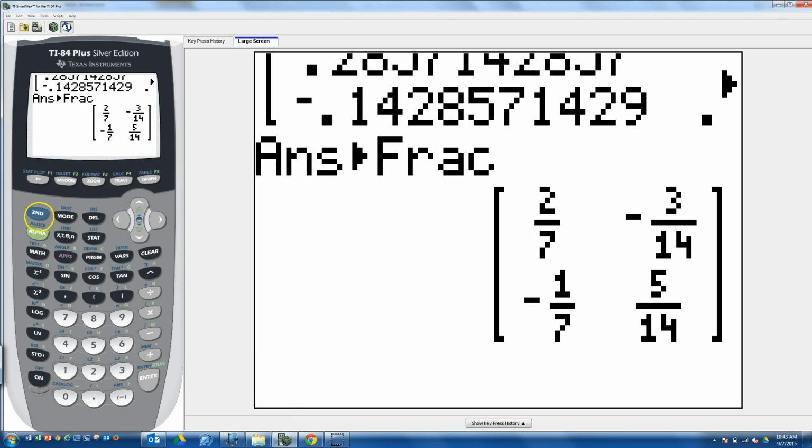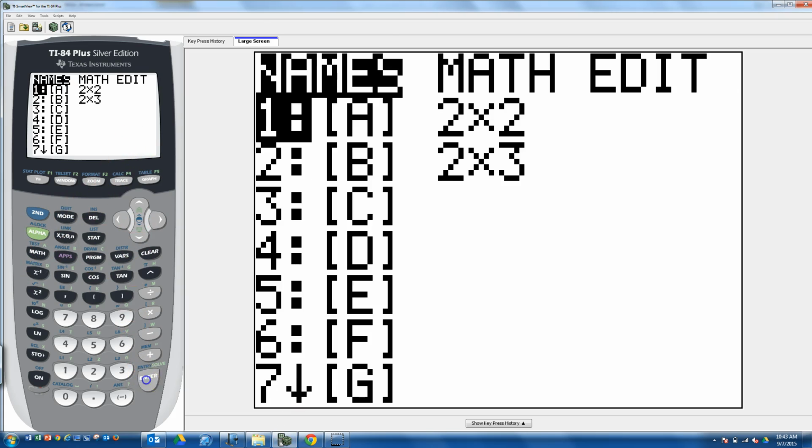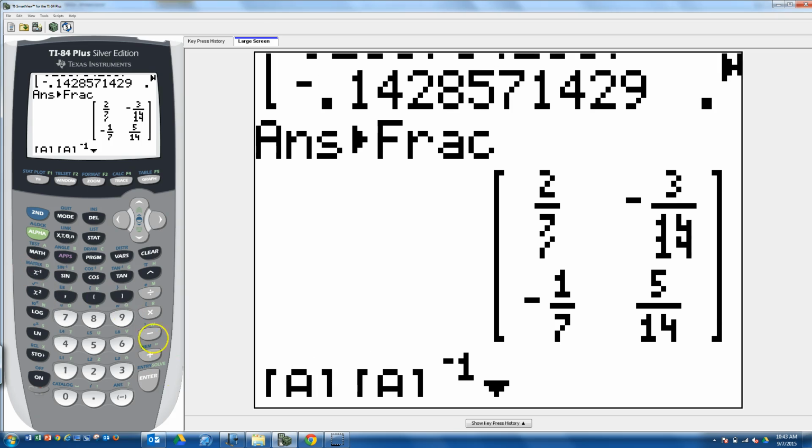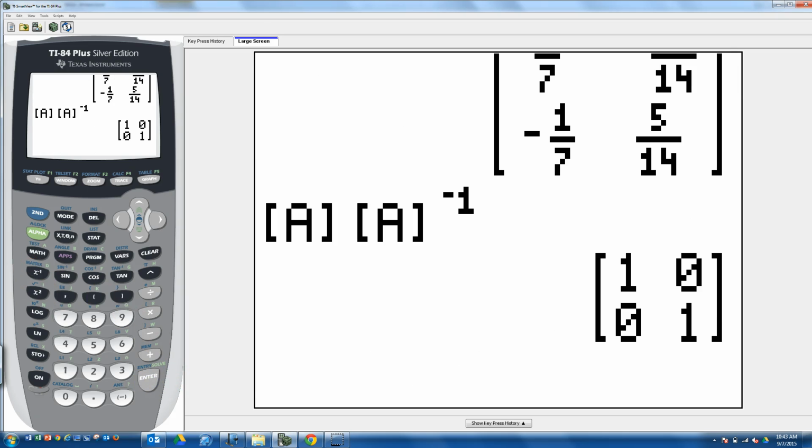So that's the identity. I'm going to say A, and then I'm going to say times A inverse. And we should get that identity matrix that we were showing you before. And sure enough, we do. So remember, an inverse gets you to the identity, and an identity keeps something the same.